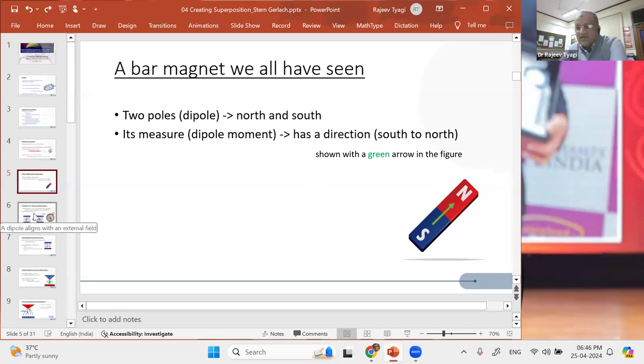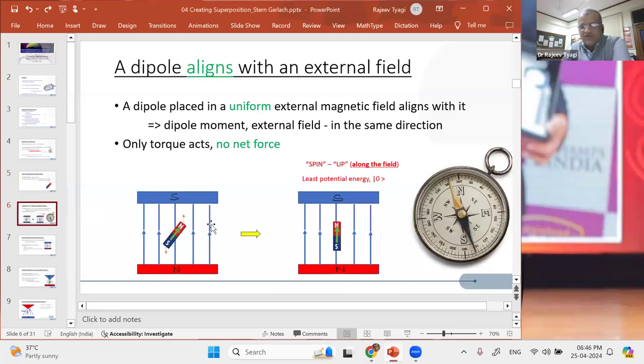Now, the first feature that we need to learn very carefully is that when you place this dipole in a uniform field, meaning the magnitude at every place is the same and the direction is the same. Uniform field, same magnitude, same direction. And we represent it by parallel lines. So this is what a uniform field looks like that I have drawn. When you place a dipole in this uniform field, the dipole will turn around. I'll show you an activity soon. It will turn around and ultimately it will get aligned.